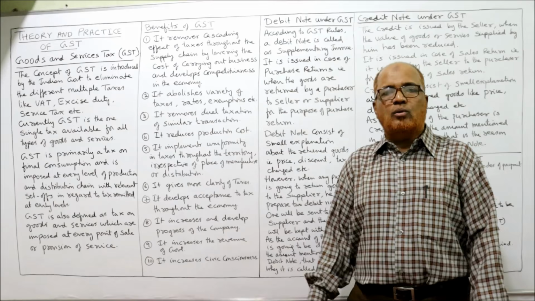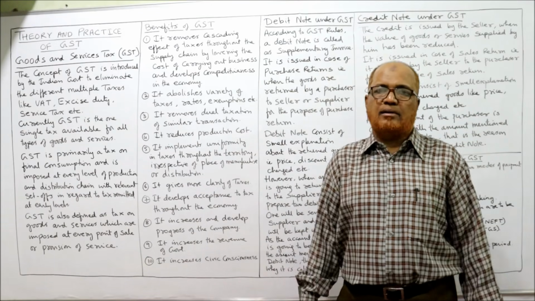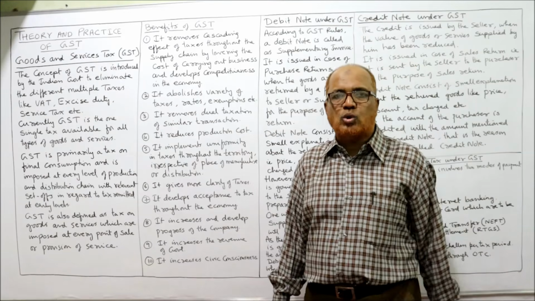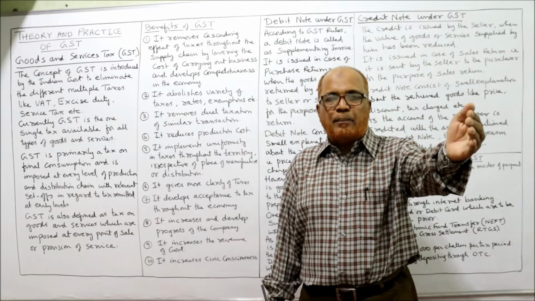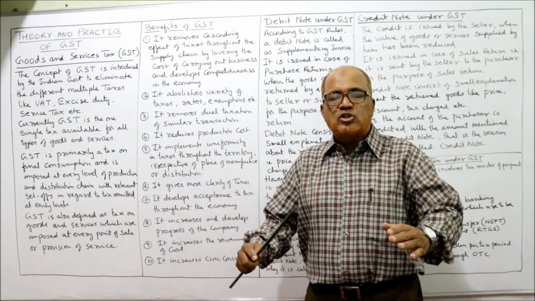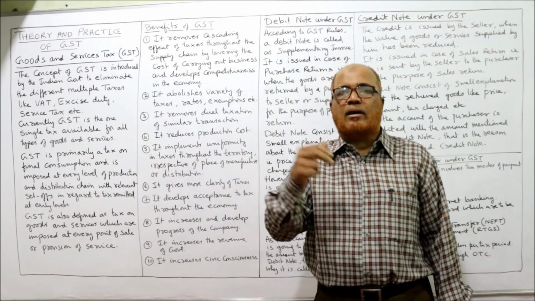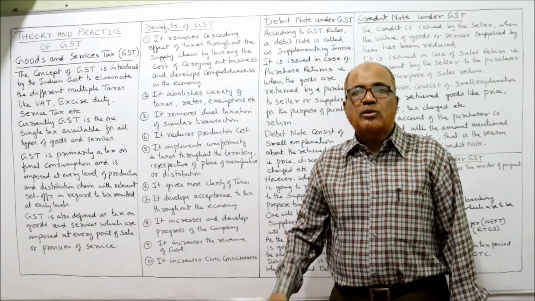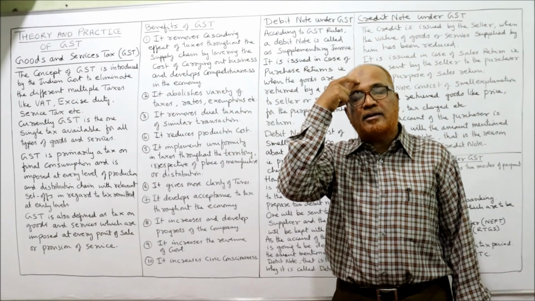Simple example I'll give you. A sugar producing factory. A company is there which produces sugar. The raw material it purchased is sugar cane. So in that case, while purchasing the sugar cane, they have already paid the tax. Then when sugar cane is converted into finished product sugar, and sugar is sold, so at the time of selling the sugar, again GST will be calculated.